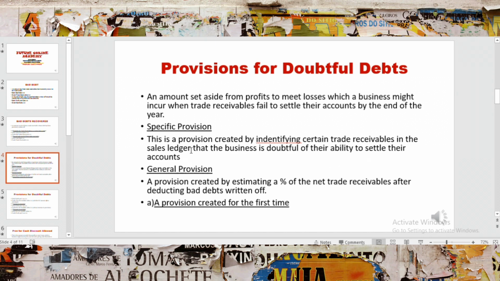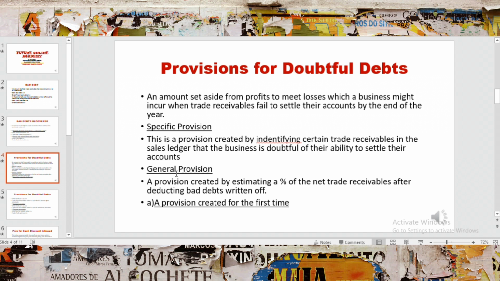There are certain circumstances. For example, the dairy board can have a view that this trade receivable, this customer, may not be able to pay, so they may treat it as a specific provision, doubting whether this person has the ability or the audacity to repay the loan.